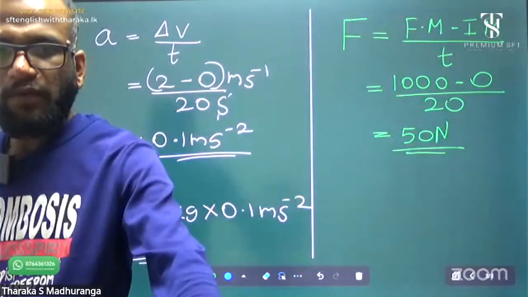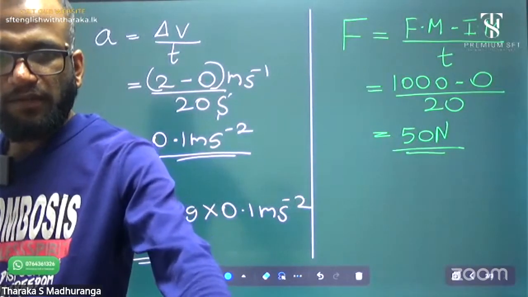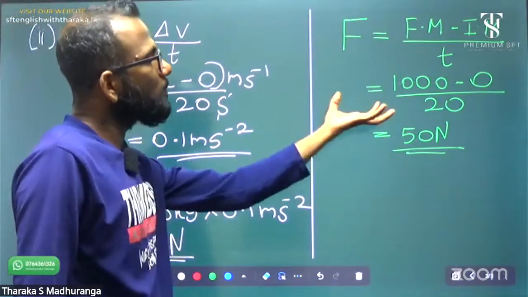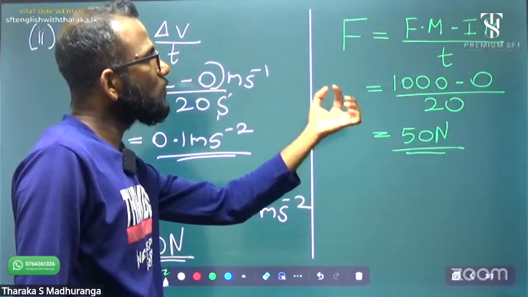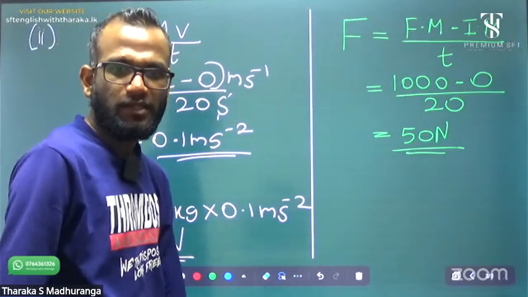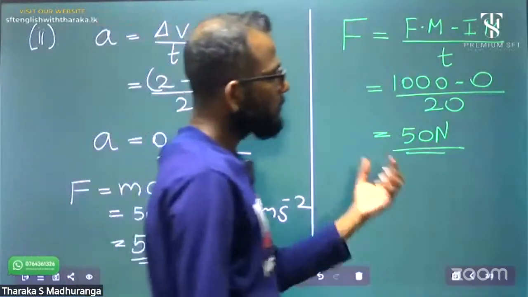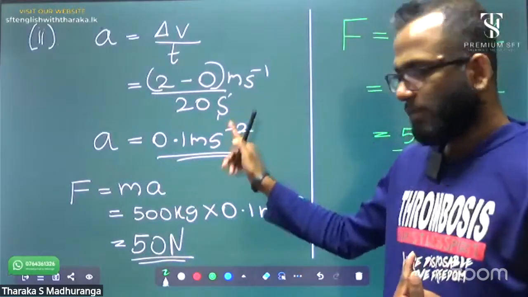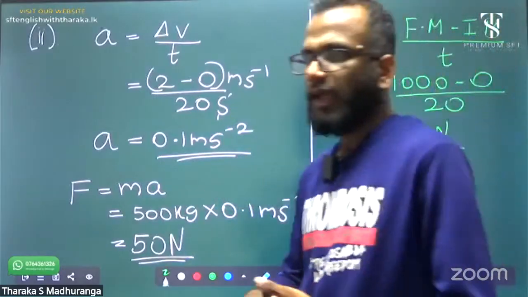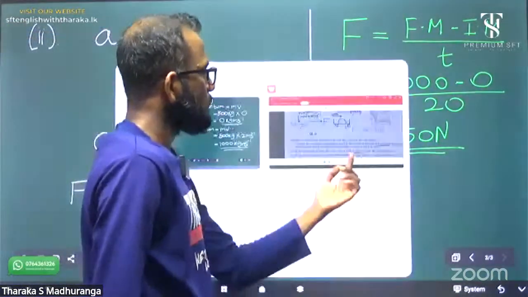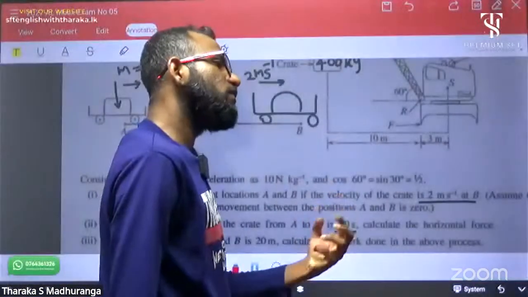Which method did you use, the first one or the short one? First method, okay, no problem, but it's easy to get by the momentum method because you got the momentum change in the previous part, right? That's the best method. No worries about marks, but this is a short and easy method. Momentum change rate equals the unbalanced force.